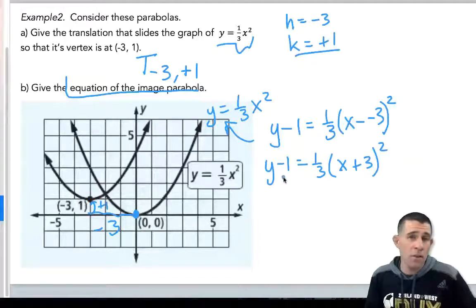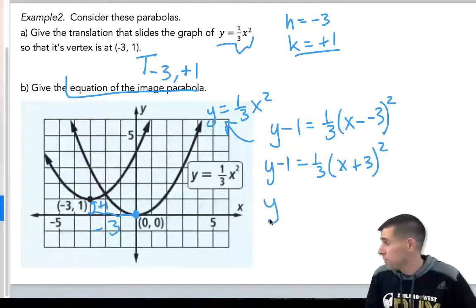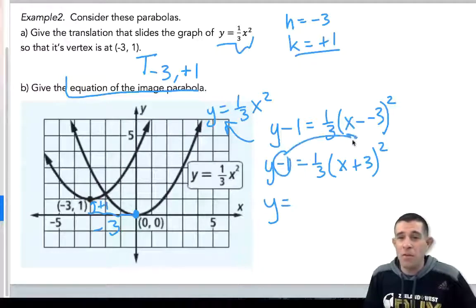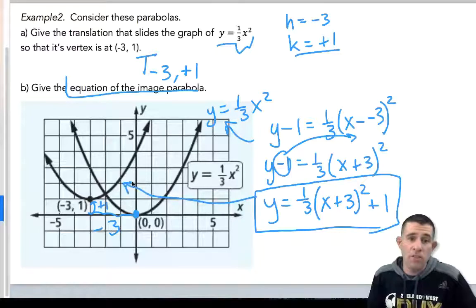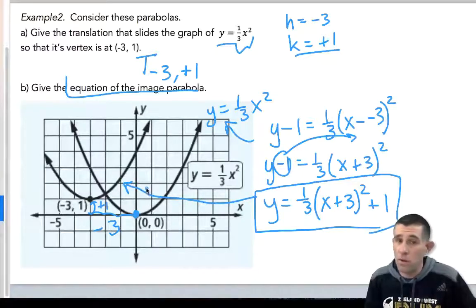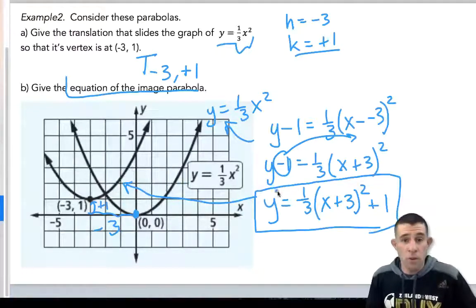Now we should always solve our equations for y. So let's go ahead and solve for y by moving that -1 over to the other side. And when I do that, I get y equals 1/3 times the quantity x plus 3 squared plus 1. And here is the equation for my graph here that gets shifted 3 units to the left and 1 unit up. And if you were to graph this equation here on Desmos, this is exactly the graph that you would get.